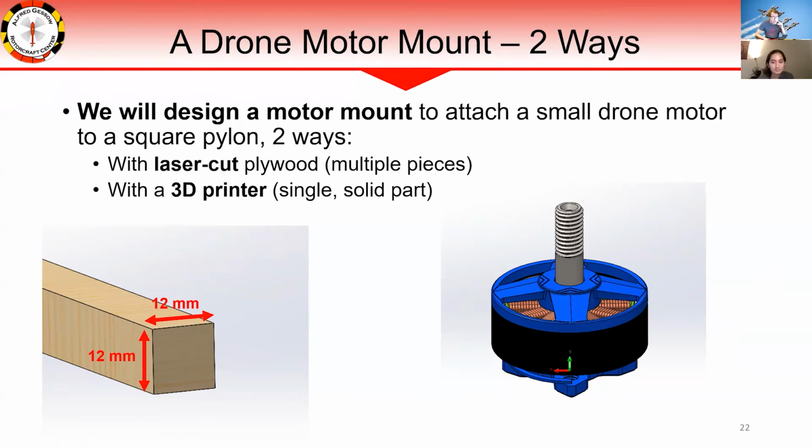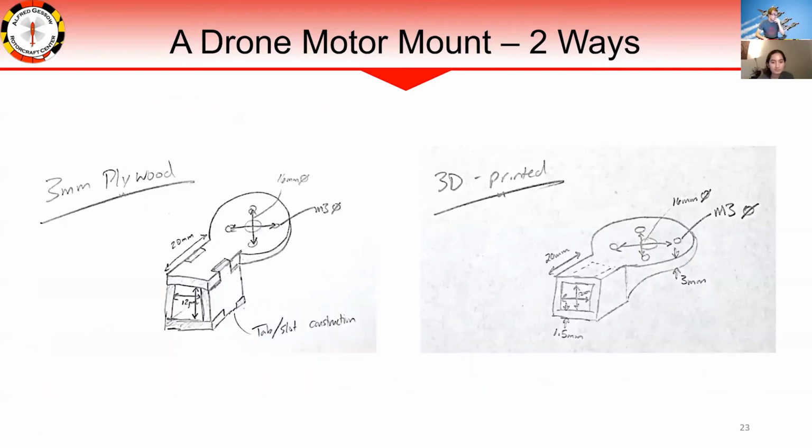I've made some napkin sketches of my idea. That's always the first step: sketch up your idea so you have a path moving forward. On the left is the plywood sketch that I threw together in a minute. I know the size of the plywood pylon. It's a 12 millimeter square, and I'd like the length that it interfaces with to be 20 millimeters. With the plywood one, we'll do a tab-and-slot construction that gives more surface area for gluing the plywood together.